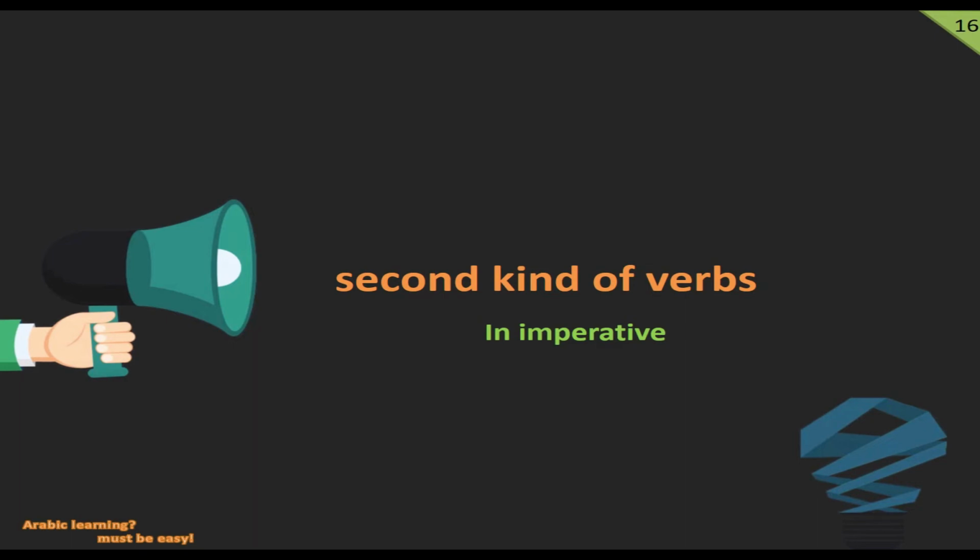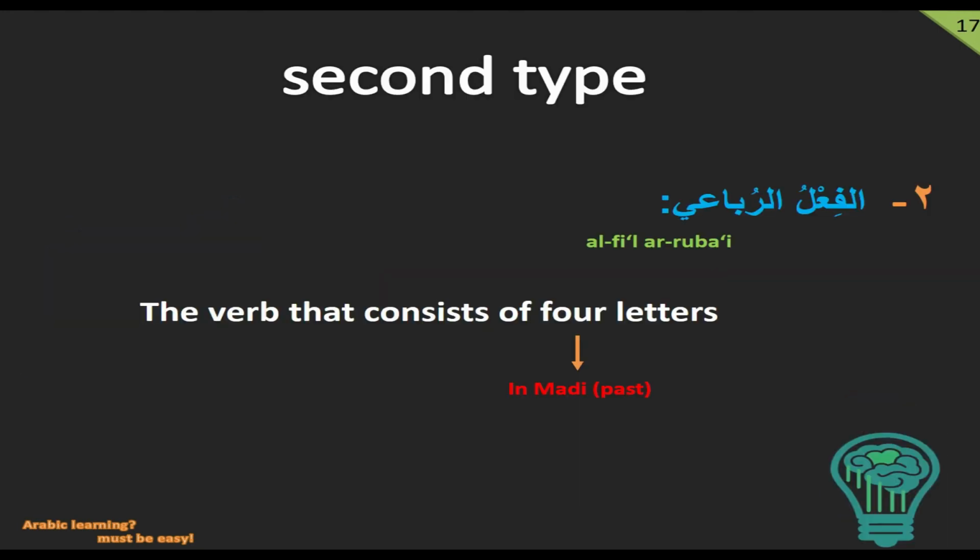And finally we come to the grammatical part. Today we will continue to deal with the second kind of verbs, but today we work with imperative case. As a reminder, the second type we are dealing with is called الفعل الرباعي. So this type includes all verbs whose letters in ماضي are 4.